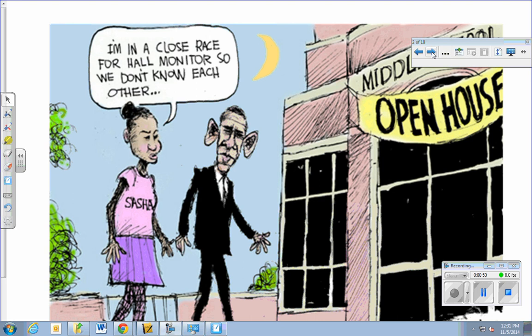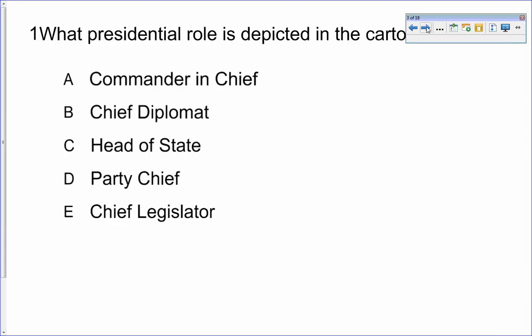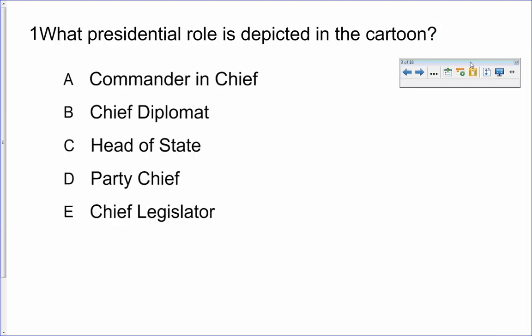Okay, so first we're going to start things off with a cartoon from the recent election. If you want to take a look at this, you probably recognize the guy in the suit, and hopefully you recognize the other person being his daughter. We have a question for you on the next slide. So here we go. I'd like to read the question. What presidential role is depicted in the cartoon?